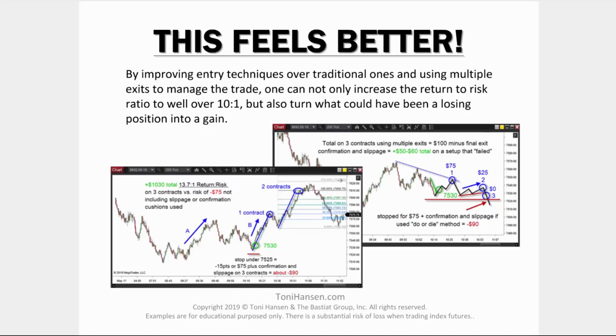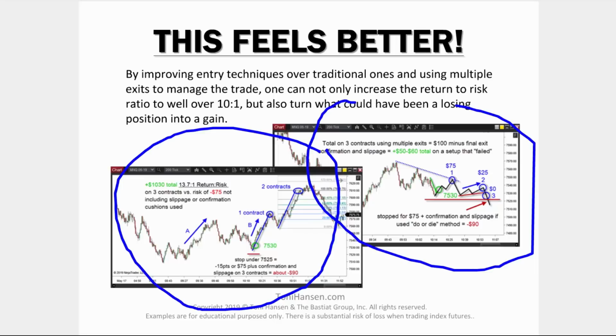So the big difference comes down to managing the trade and the difference of what you're going to have on your return compared to what your risk is on the trade.